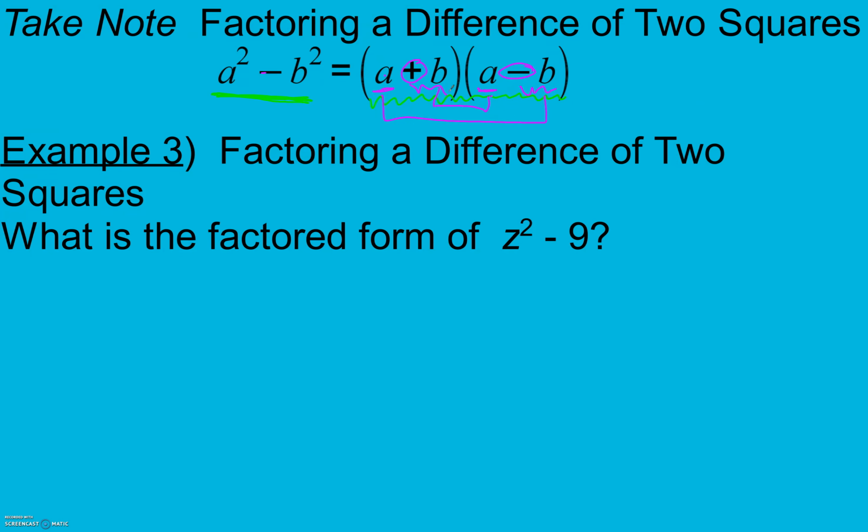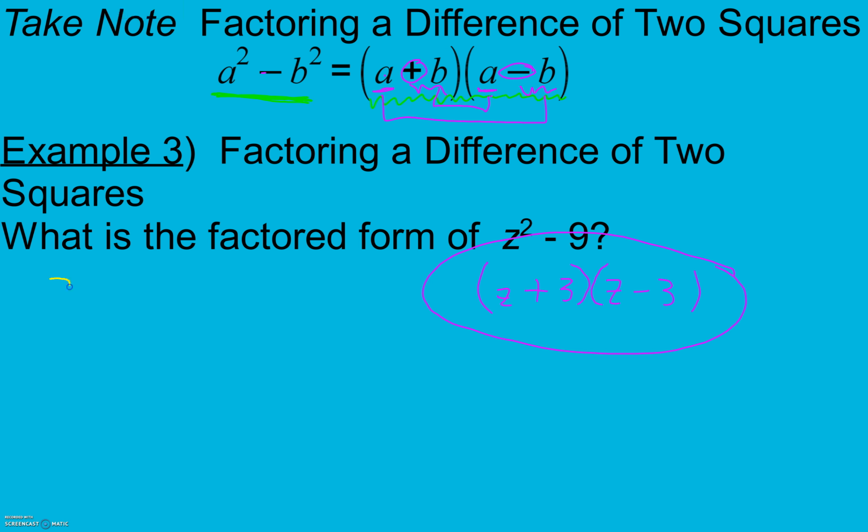So if we see something like z squared minus 9, okay, z squared is a perfect square and 9 is a perfect square. So what we have is, since we're subtracting, a difference of two squares. So we're going to take the roots of those. Z squared is z and z, and 9 is 3 times 3. And we're going to have different signs in between them, and that is our factored form.